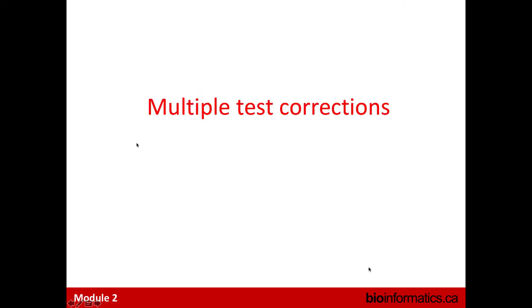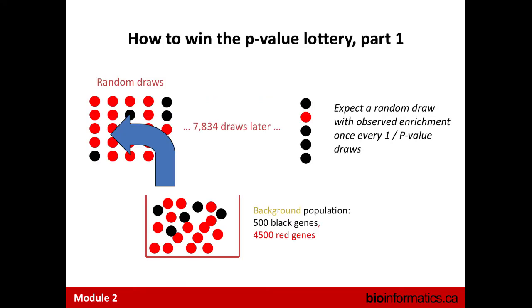Now, because we test multiple gene sets, we need to speak about multiple test corrections. So back to our example of red and black balls. Our background is 5,000 balls containing only 5 black balls. And the result we got is 4 black balls and 1 red ball. If you remember, we got a very, very low p-value for that, maybe 0.01. So we just had a 1% chance to get this result randomly. So it's very difficult and unlikely when you do one draw to get 4 black balls.